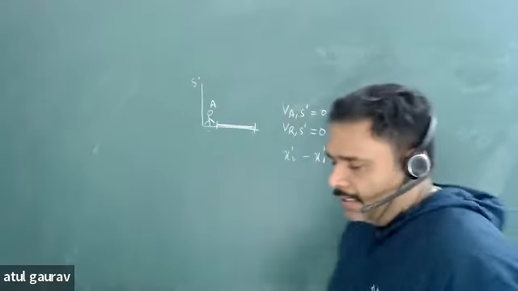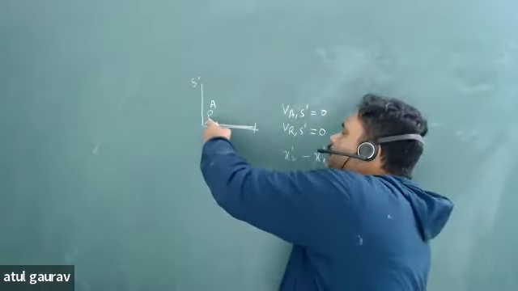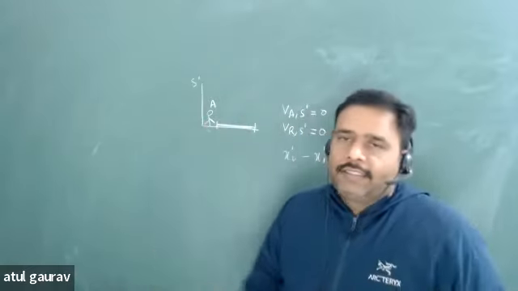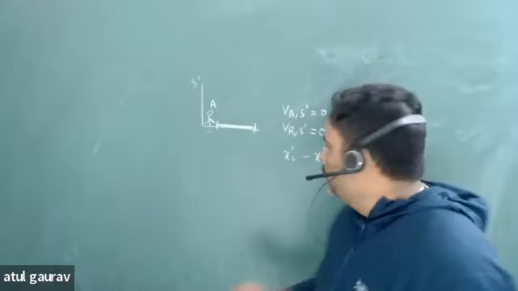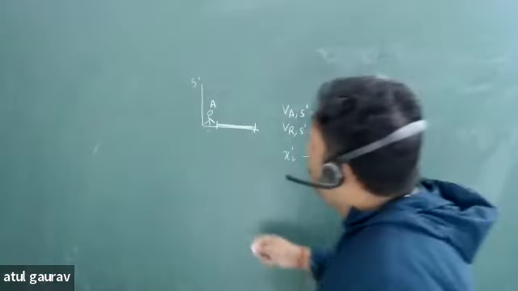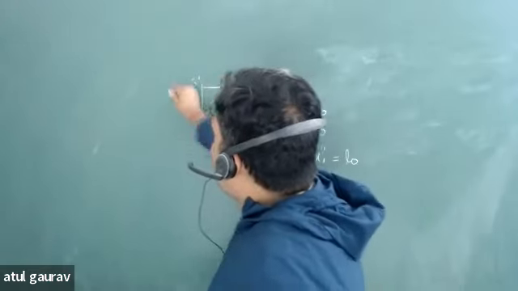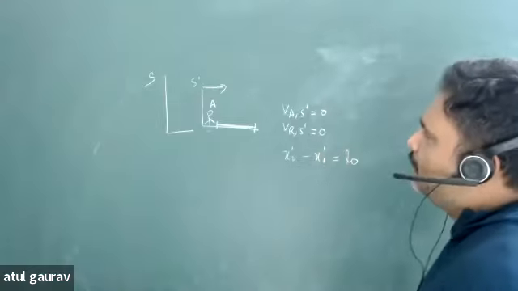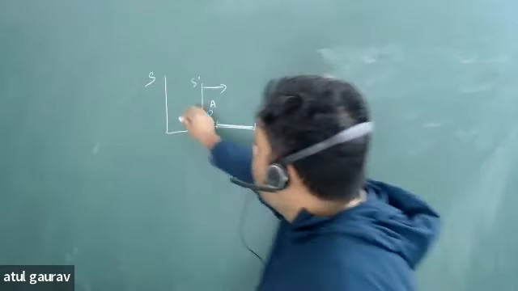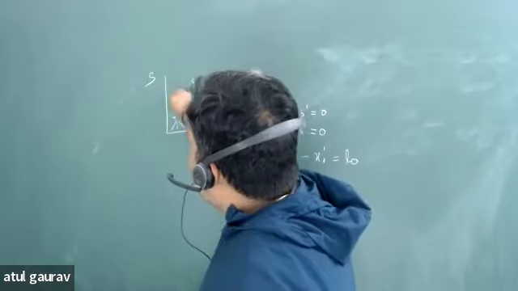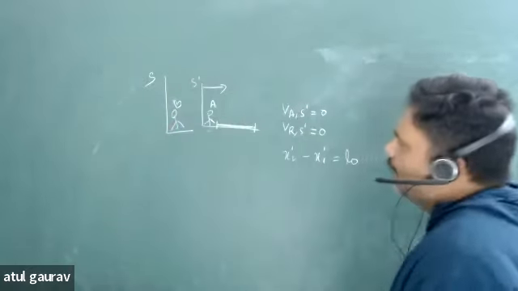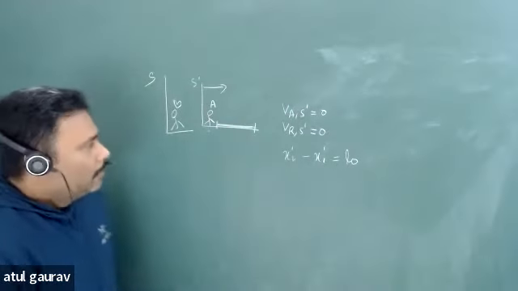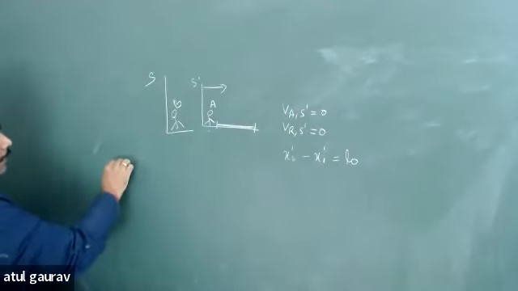How will you measure length? You will probe at this point and at this point, and you will see the distance between them. You can find the proper length. Now suppose this S dash is moving with respect to S. Then there is another observer who is B, and B wants to see the length. So what will be the length measured by B?